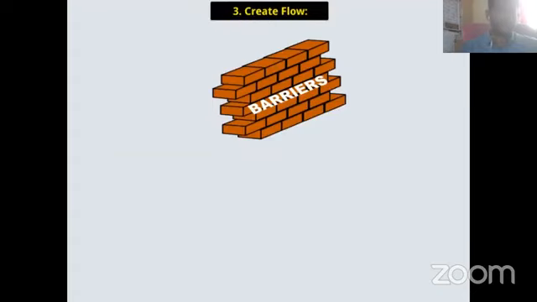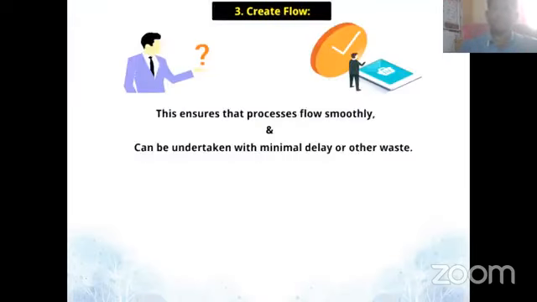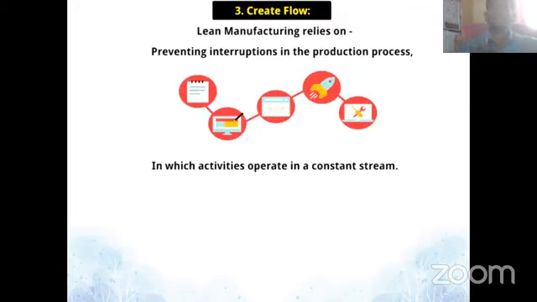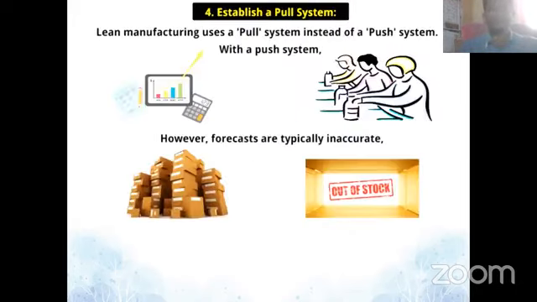In creating flow, the barriers or functional element barriers are identified to best improve the lead time. This principle ensures that the process flows smoothly and can be undertaken with minimum delay. Lean manufacturing relies on preventing interruptions in the production process, in which activities operate in a constant stream.